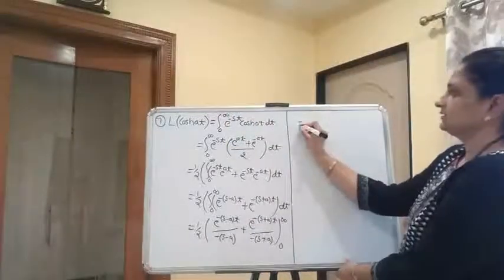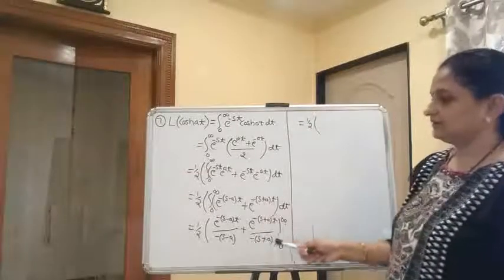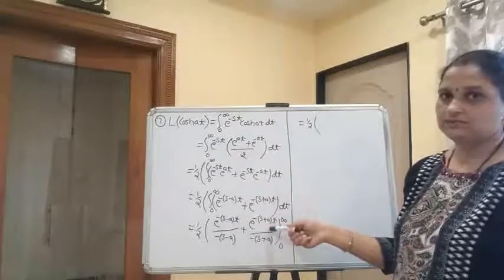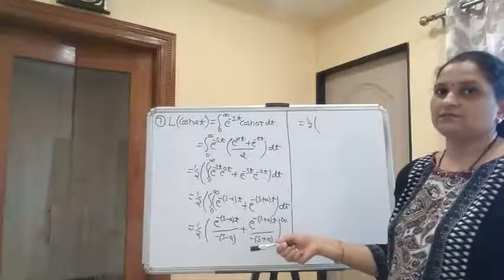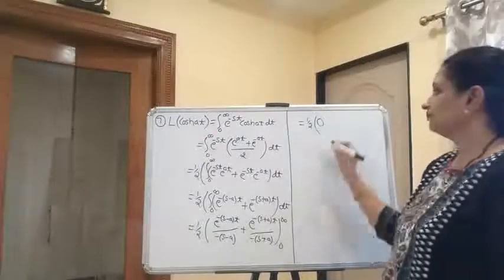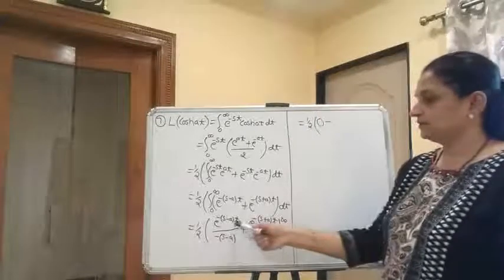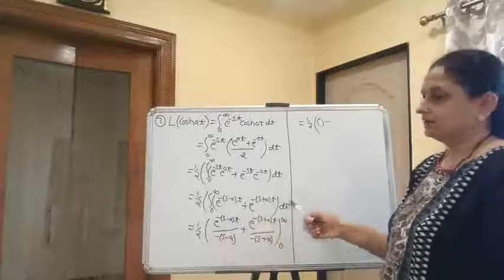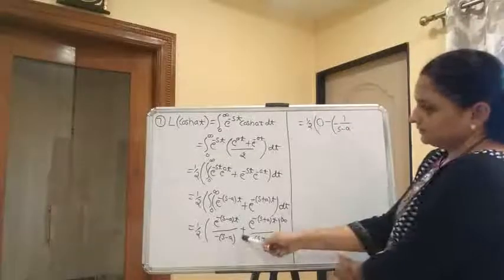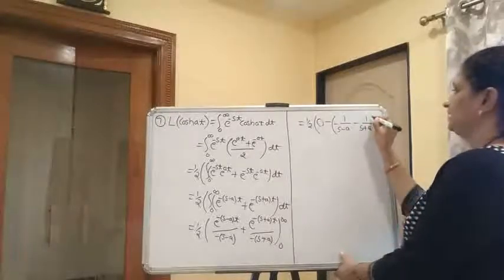So we can write this is equal to 1 by 2 times. Apply the upper limit first, that is infinity. When you put t as infinity, you get e power minus infinity in both the terms. And value of e power minus infinity is always 0. So value of the upper limit is nothing but 0. Minus lower limit. Lower limit is 0. Put t as 0 in both the terms. E power 0 becomes 1. So value is minus 1 by s minus a. Here it is plus into minus. So it is minus 1 by s plus a.